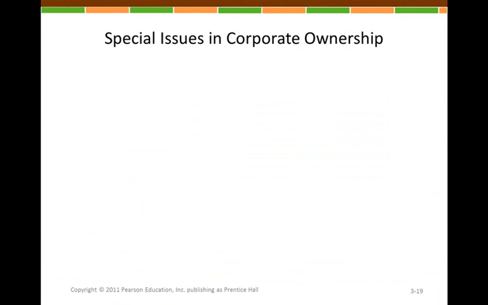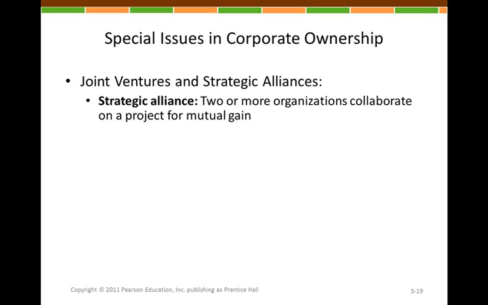So let's look at a couple of the different special issues related to corporate ownership. These are less common, and you can see also joint ventures and strategic alliances. A strategic alliance is when you have two or more organizations that get together to collaborate on a specific project for mutual gain. Okay? And so the idea behind this is we're forming for just a brief moment in time. This isn't something that's designed to be sustainable. We're working together for a specific project, so to speak, and then once this project is over, we will essentially not work together anymore. So you can form a strategic alliance.